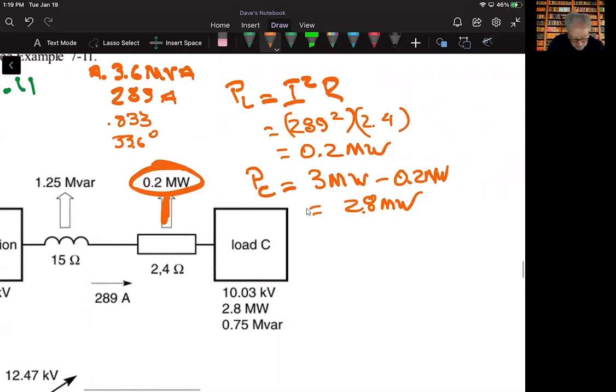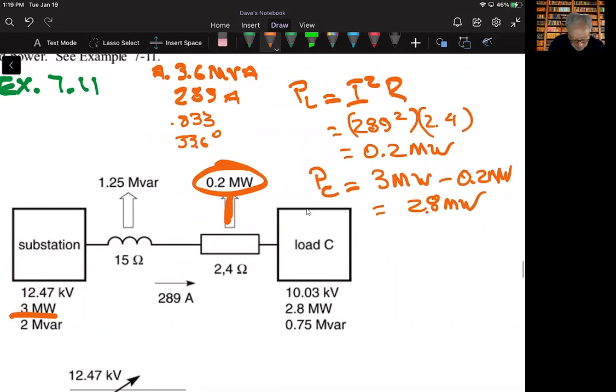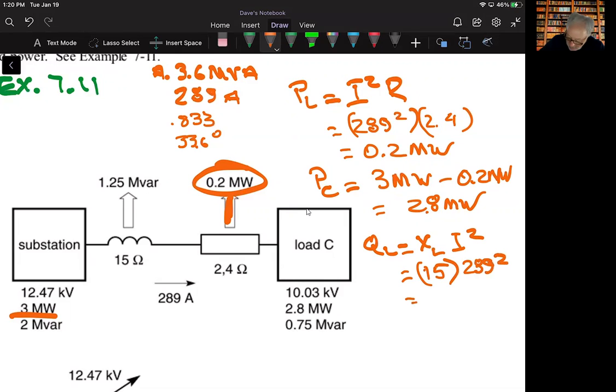Let's see, while we're here, I think we can do part C. What is the reactive power absorbed by the load? All right, same kind of idea. Q sub L is X sub L times I squared. The current in this one line diagram is going to be 15 times 289 squared, and that is going to come out to be 1.25 megavar.